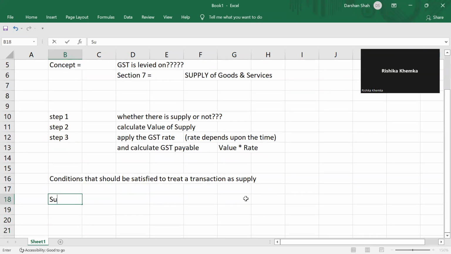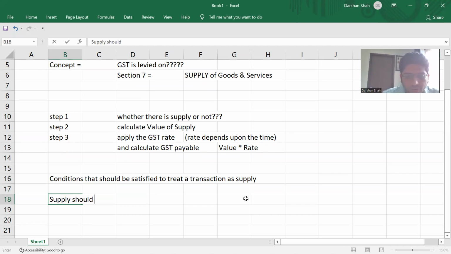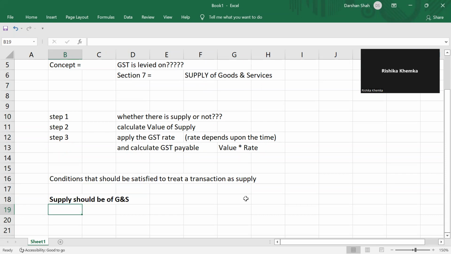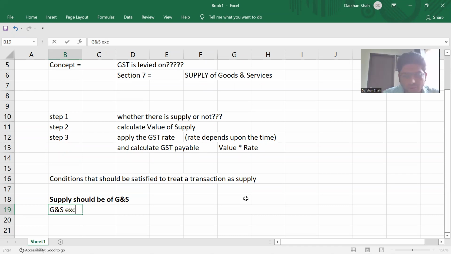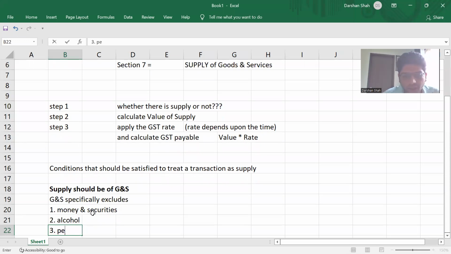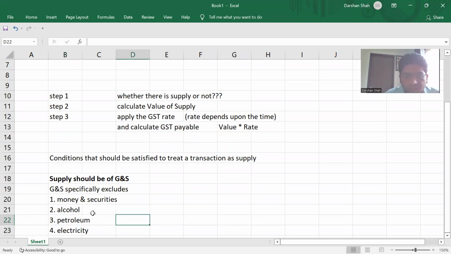Goods and services. Correct. Supply should be of goods and services. What all does not come under goods and services? Money and securities and petroleum, electricity and alcohol. Goods and services include all movable property, but specifically exclude 4 things. Number 1, money and securities. Number 2, alcohol. Number 3, petroleum, and number 4, electricity. That was the first condition. Supply should be of goods and services.